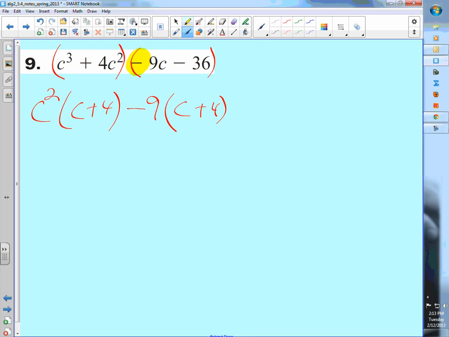Look and see. Everyone's seeing that? If you don't take out a minus 9, and you take out just a plus 9, you're going to have negative C and minus 4, which won't be the same as this. That would be that.